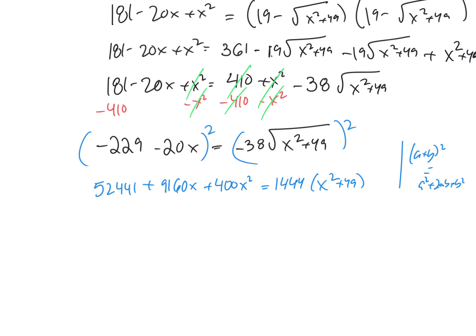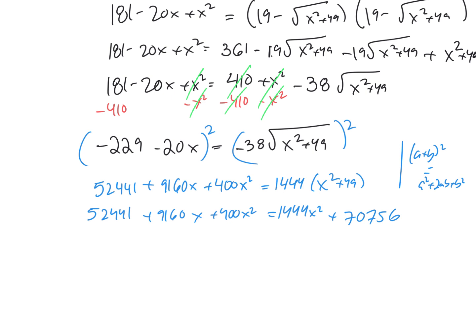So let's distribute this. So I get 52,441 plus 9160x plus 400x squared. So I have 1444x squared, and then plus, I have to multiply 1444 by 49. And that is going to give me 70,756.